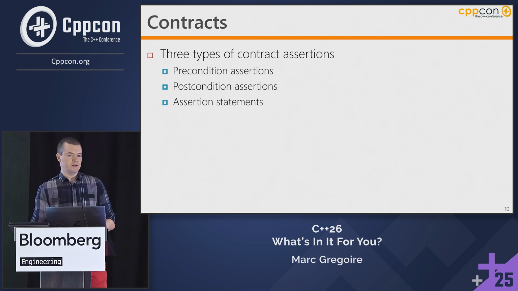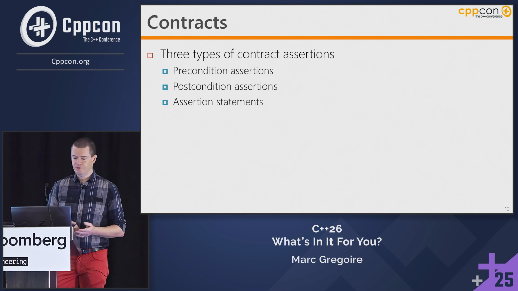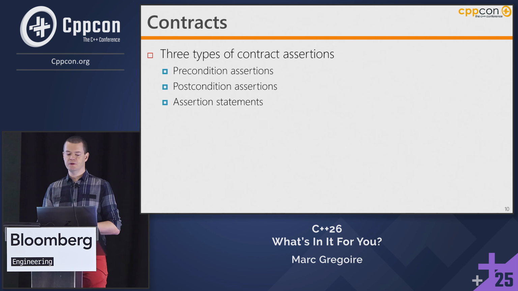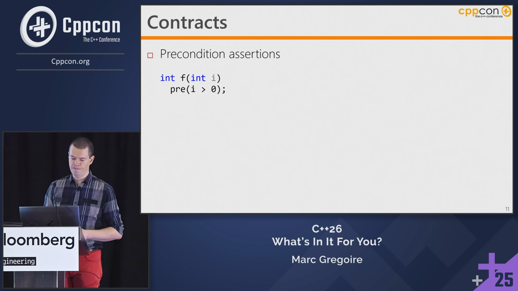The second big addition to C++26 is contracts. This feature introduces 3 types of assertion. The first one is preconditions, postconditions, and assertion statements. So let's look at all 3 of them one by one.